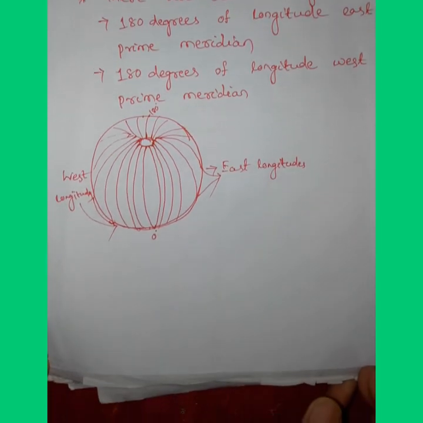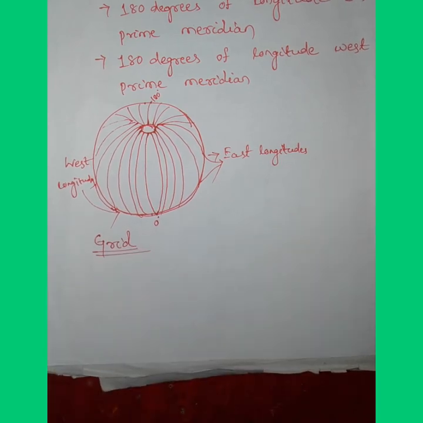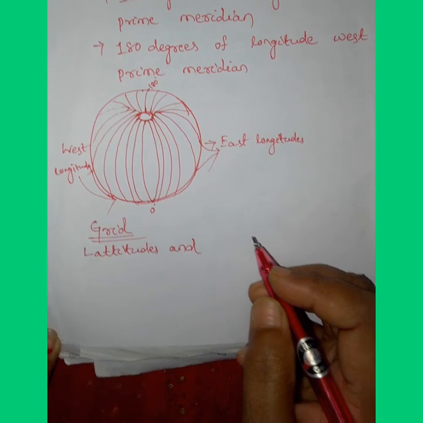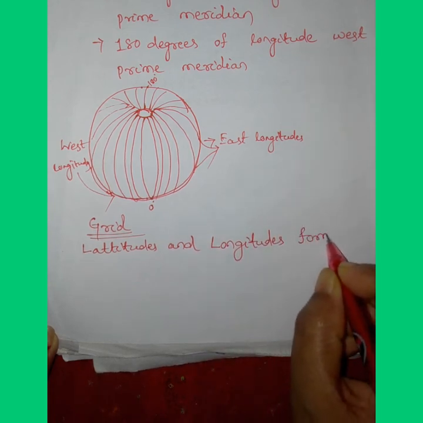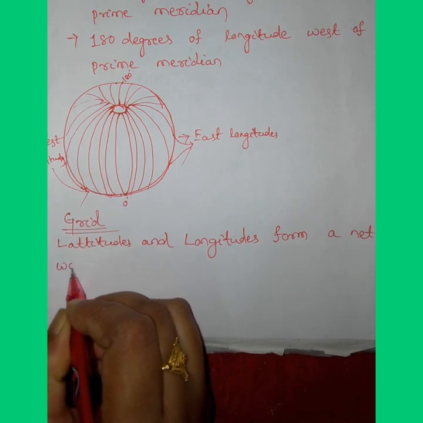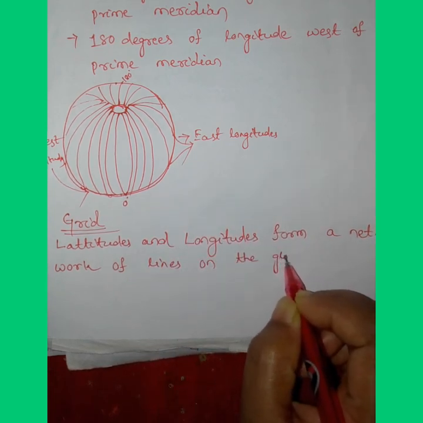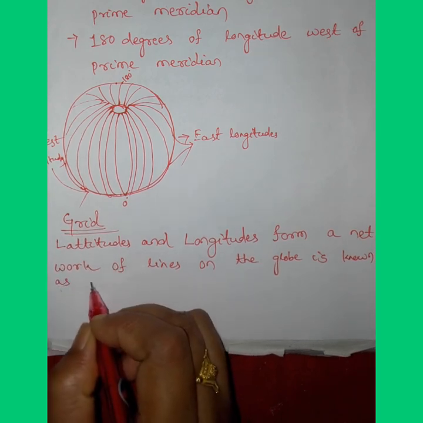Then what is a grid? Latitudes and longitudes form a network of lines on the globe, which is known as a grid.